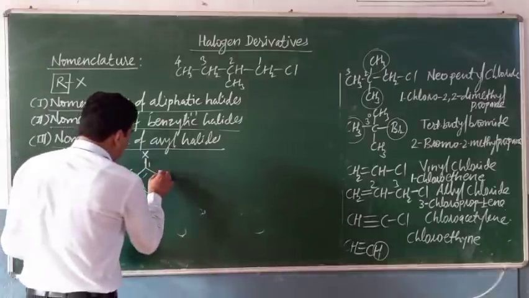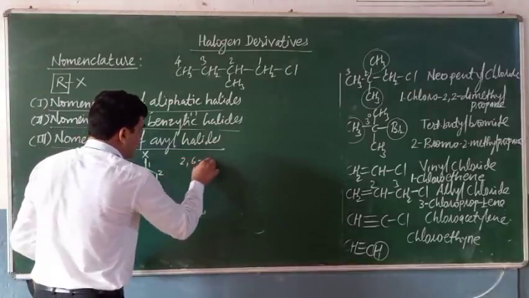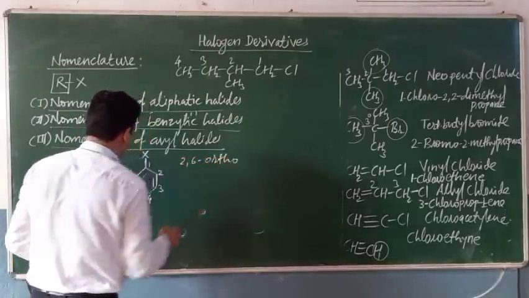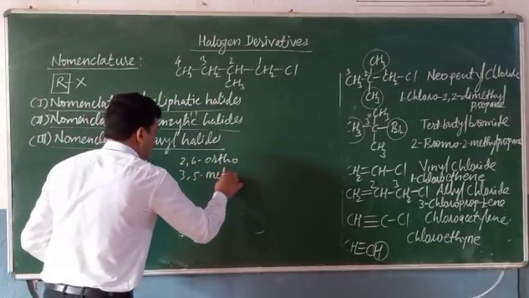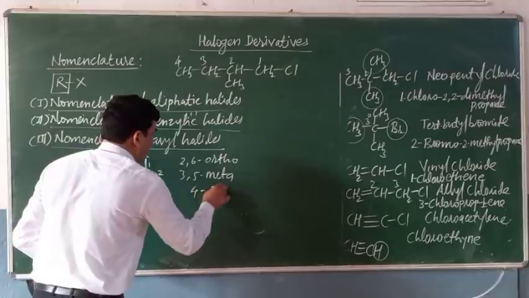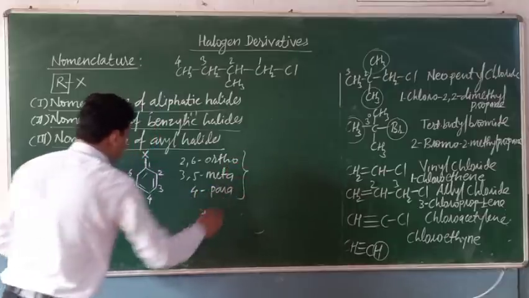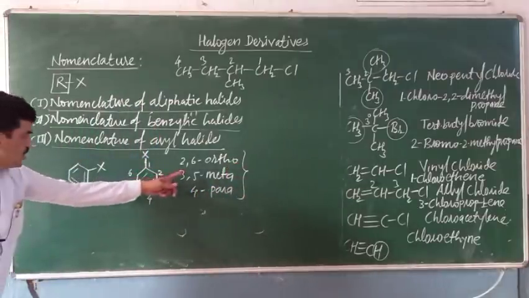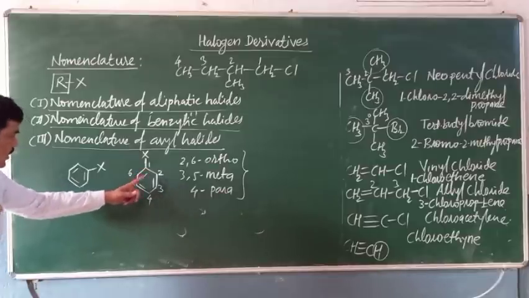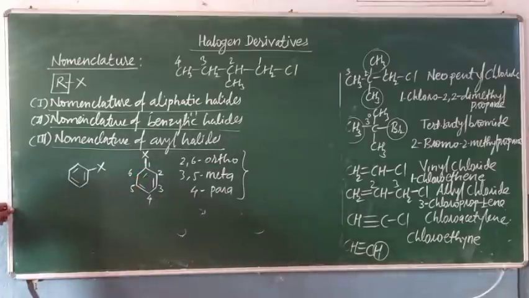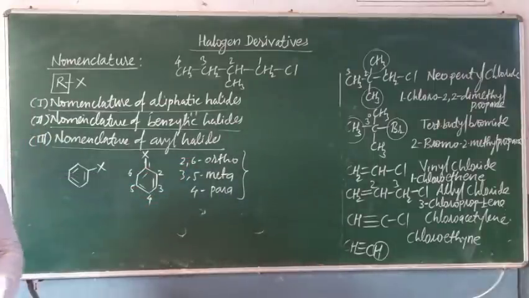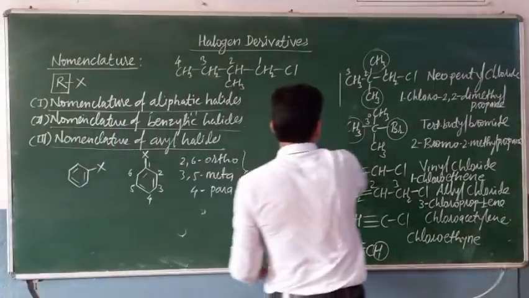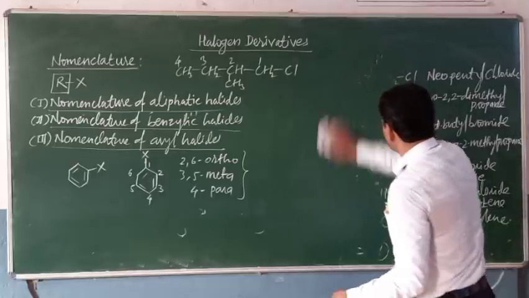Now here the carbon positions 2 and 6 are called the ortho positions. Positions 3 and 5 are called the meta positions, and position 4 is known as the para position. These are the names of the respective positions. Now, by using these names of positions, we can decide the common names of the aryl halides.